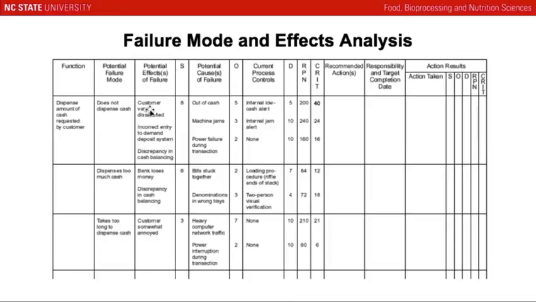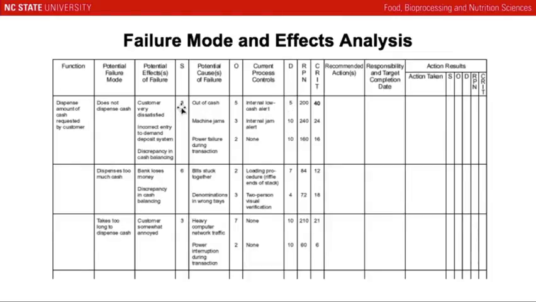And for each of these potential effects, we identify the potential cause. So it could be out of cash, or the machine might jam, or there might be a power failure during transaction. For each of those, the O stands for a relative level of occurrence. How often could this happen? And so here's a 5 on a 9-point scale, with 9 being the highest level of occurrence. And then we also identify the current process controls. So you could have an internal low cash alert for when it comes out of cash. And the D stands for how well can you detect the problem.